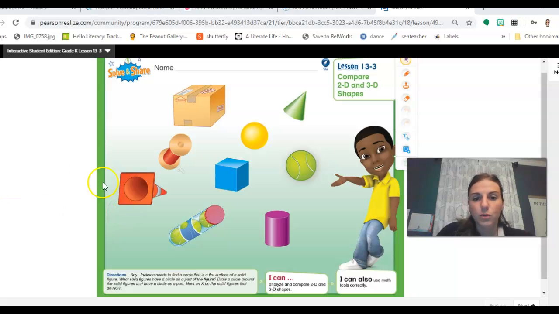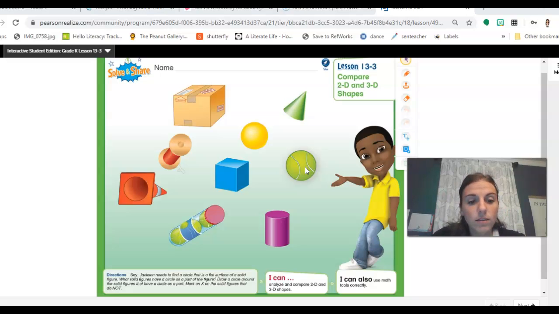So today, this first page right here, we have Jackson, and he needs to find a circle that is a flat surface of a solid. So yesterday, you looked at some flat shapes within solid shapes, and a lot of solid shapes have a flat shape on some surface of them, like a cube has a square on the surfaces. Cylinders have two circles on each end. A cone has a circle on the bottom. A sphere doesn't have a flat shape, because it's just all round.